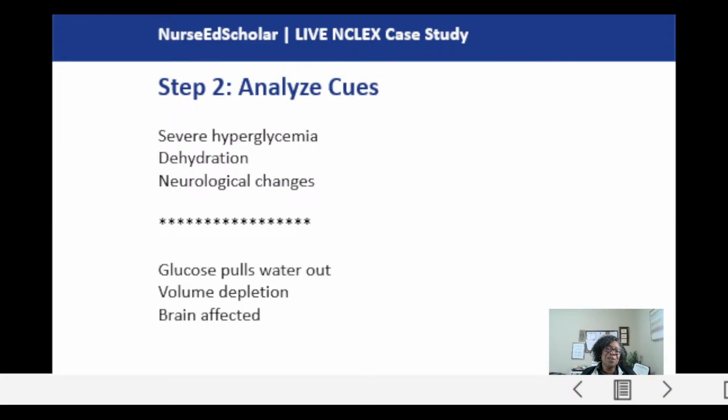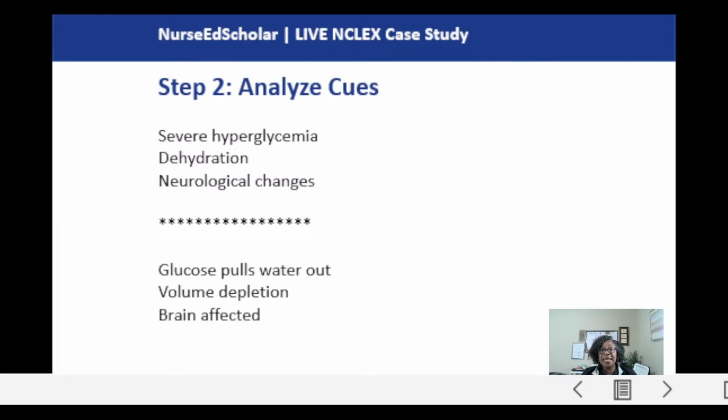And then he's confused. That lets you know, okay, is he perfusing to his brain? Because he's having decreased cerebral perfusion. Or is this some kind of electrolyte imbalance? So you're trying to gather all this information and analyze what you have.